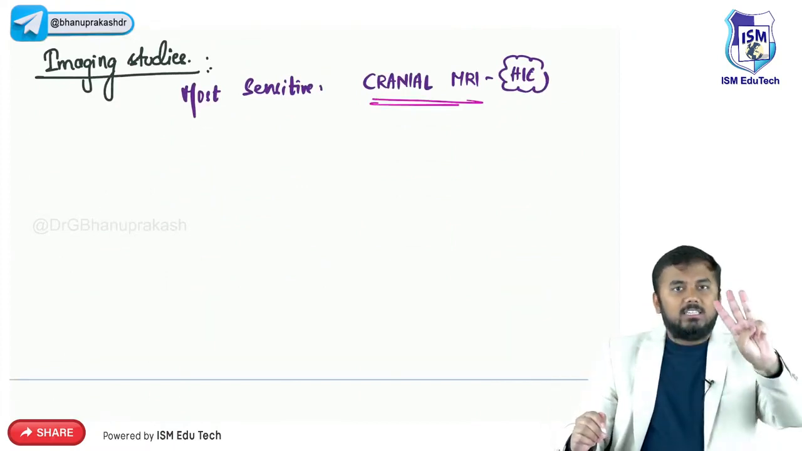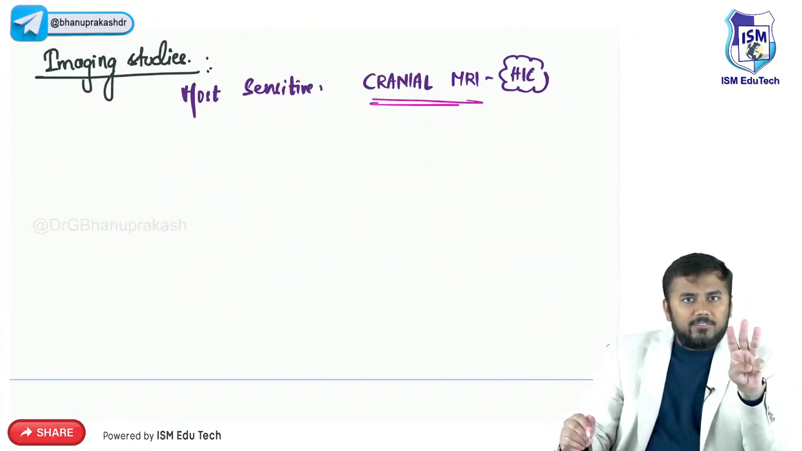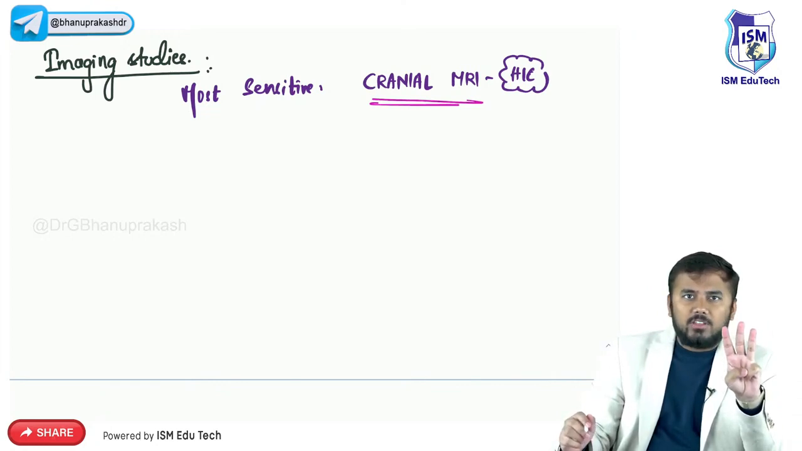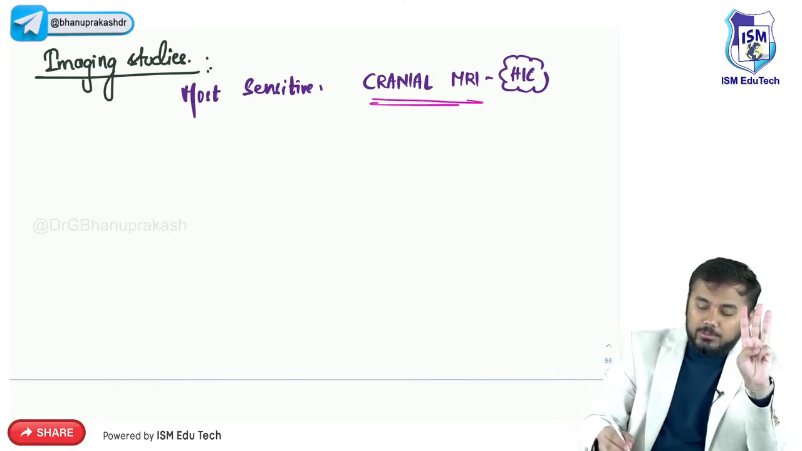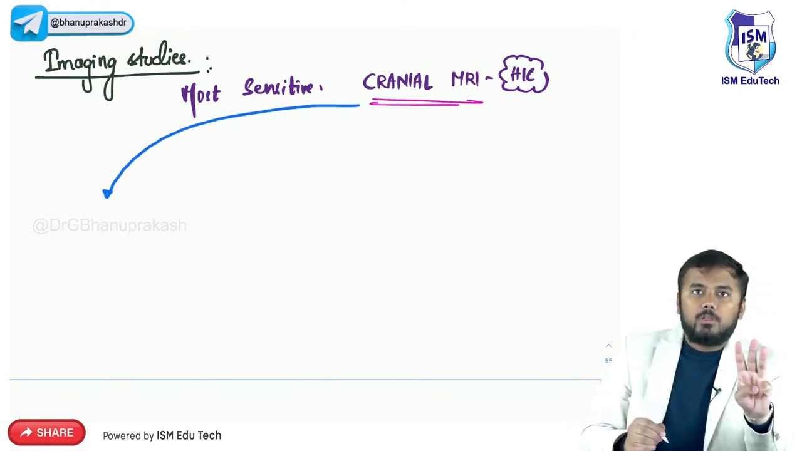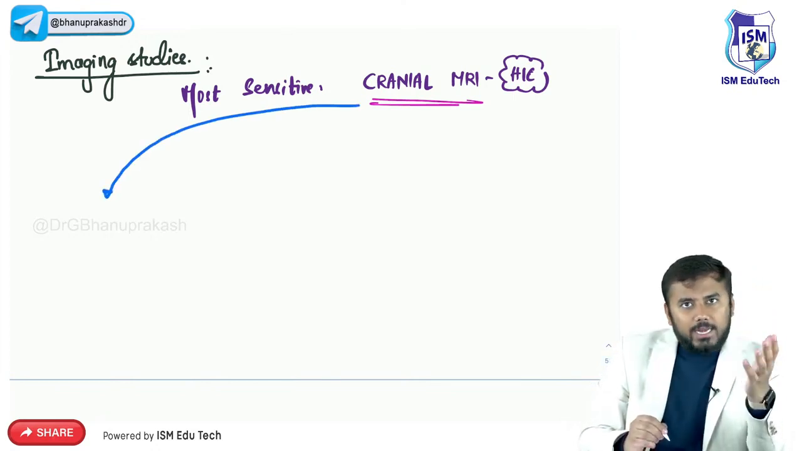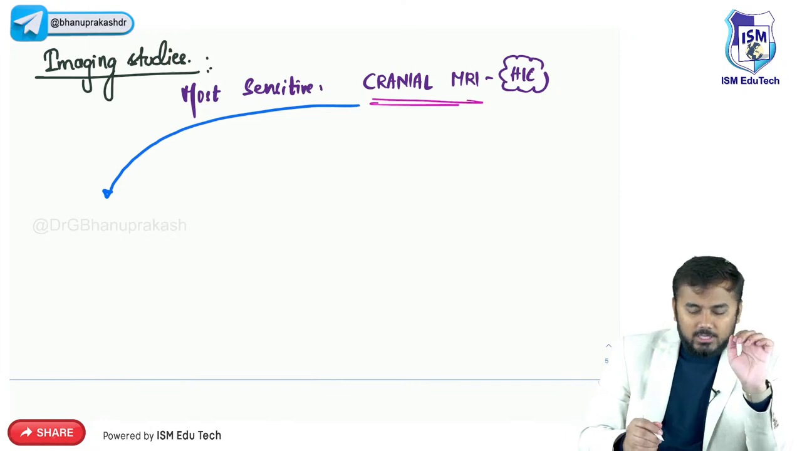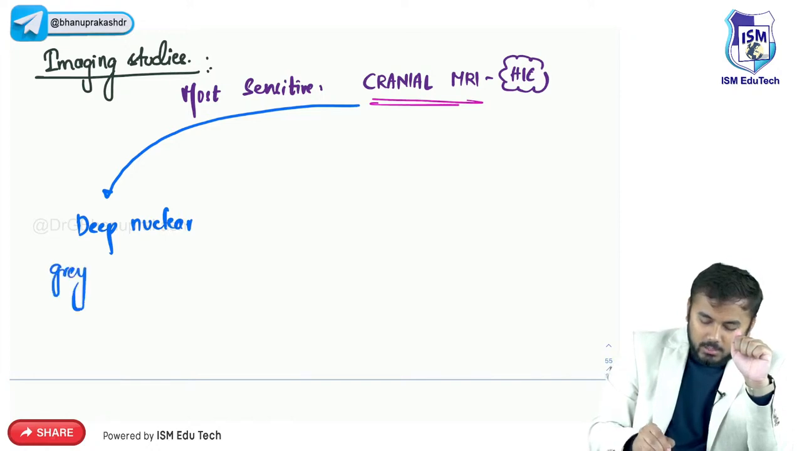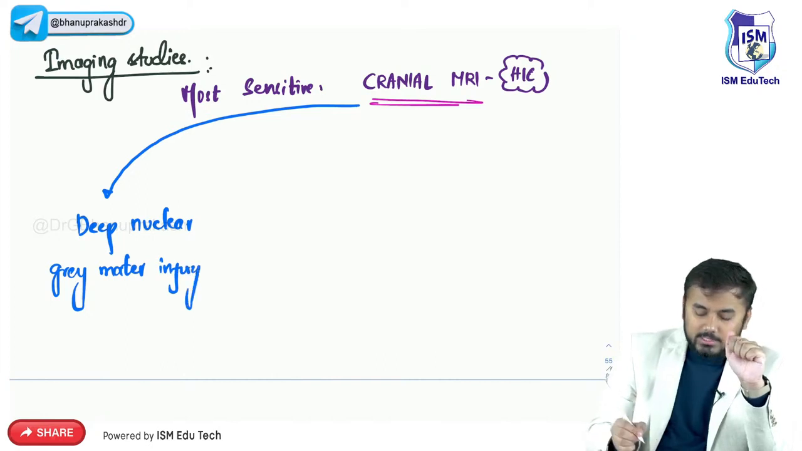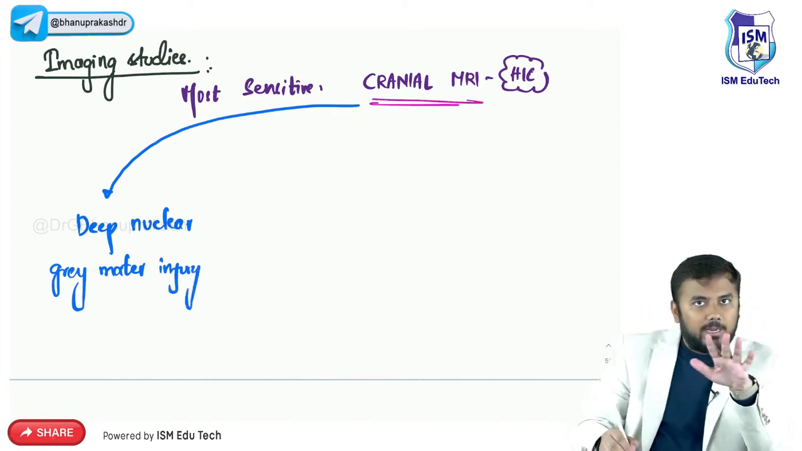On MRI you will see three things. There are three different types of neonatal encephalopathy findings which you will see on an MRI. What are these three variants? In the brain we have got gray matter. You will see damage in the gray matter. That is called deep nuclear gray matter injury. Okay, this is one finding you see. I will explain each finding.